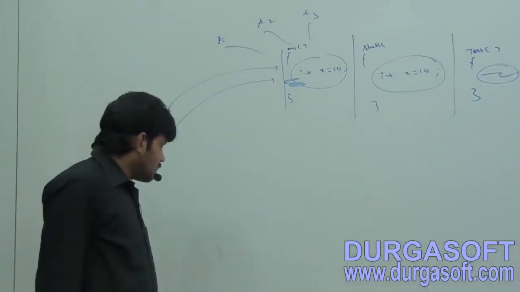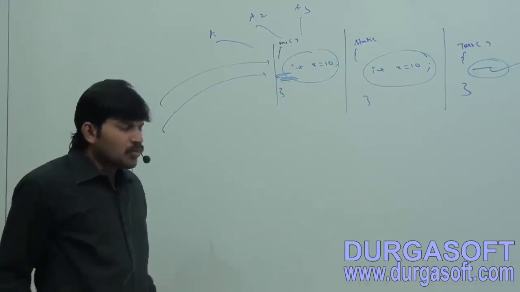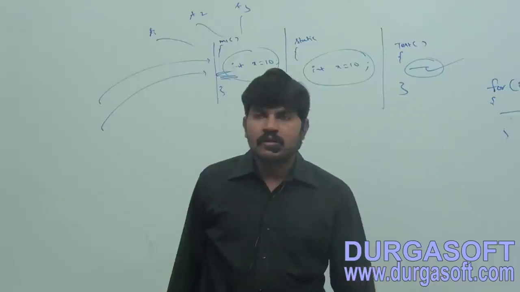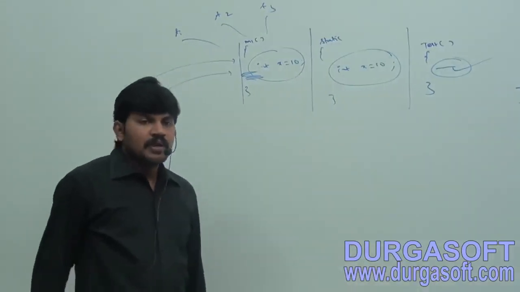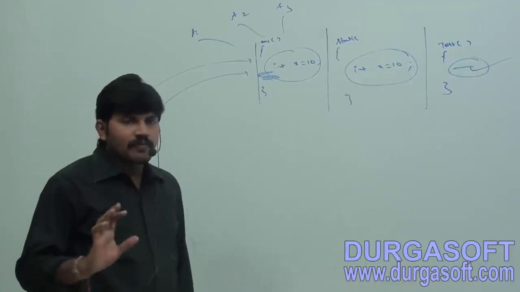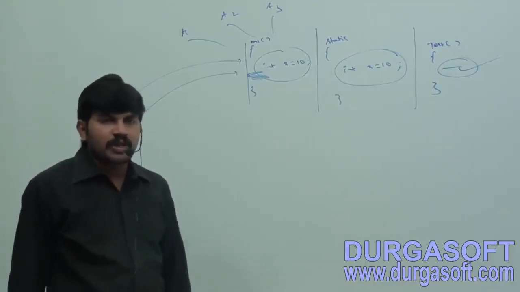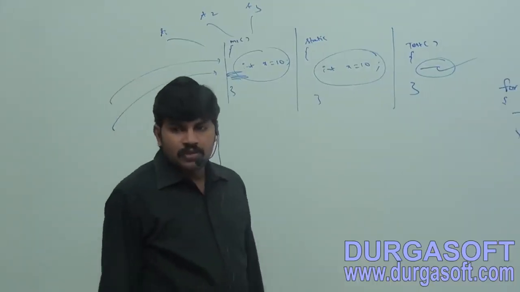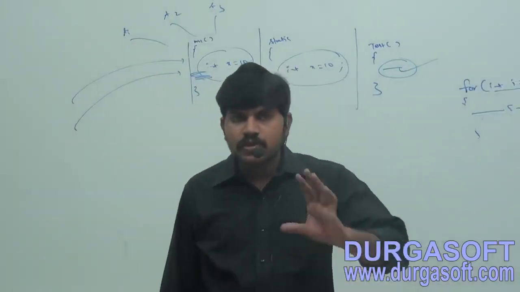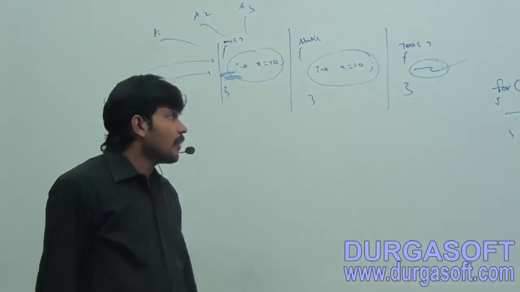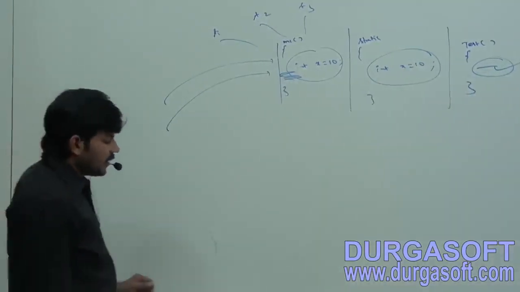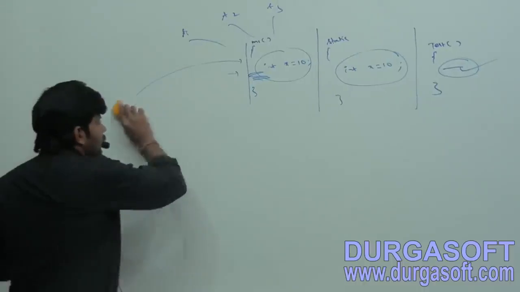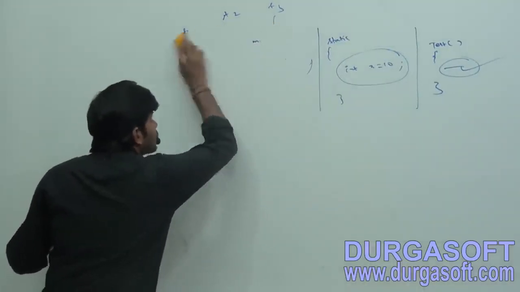Hence, the scope of a local variable is exactly the same as the scope of the block in which we declared it. The scope of a local variable is the block in which we declared it.